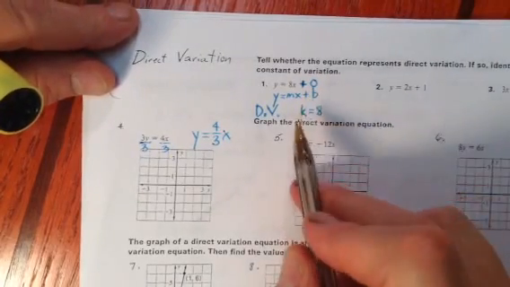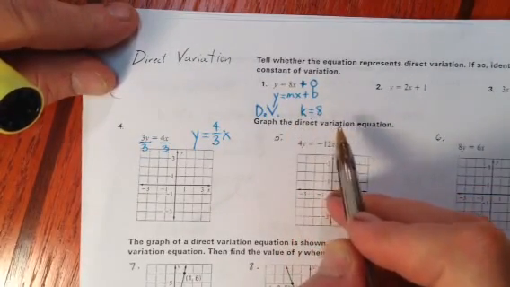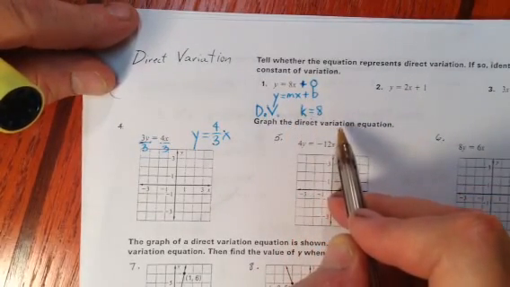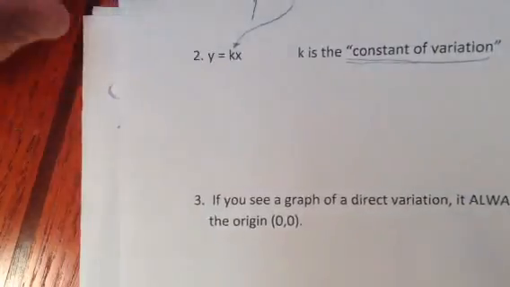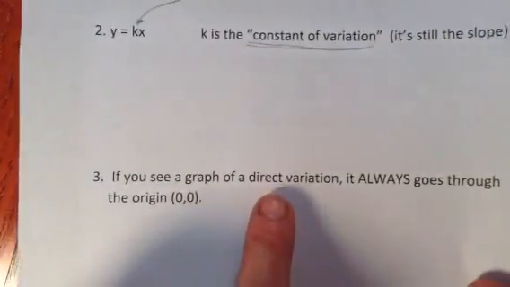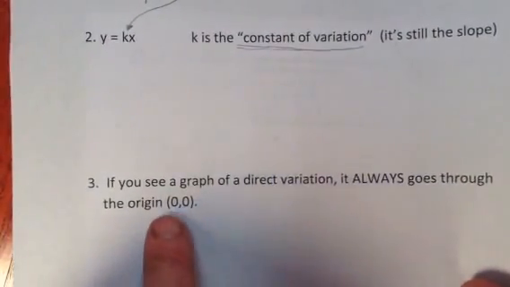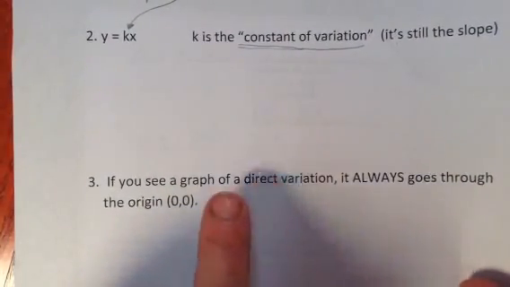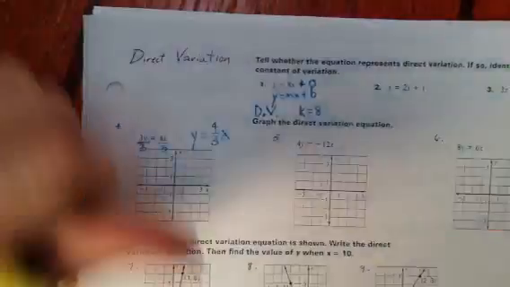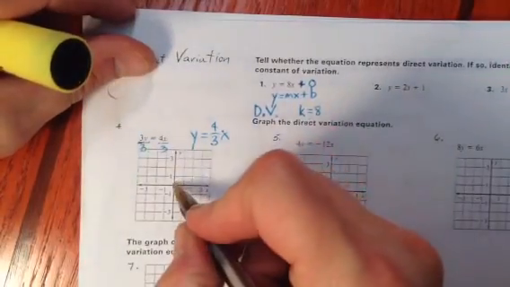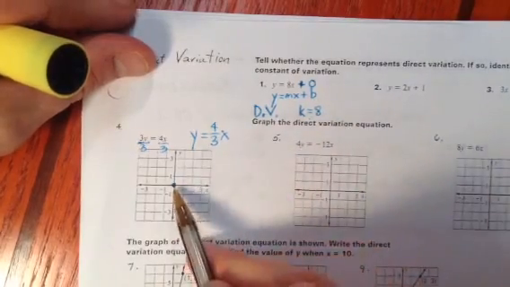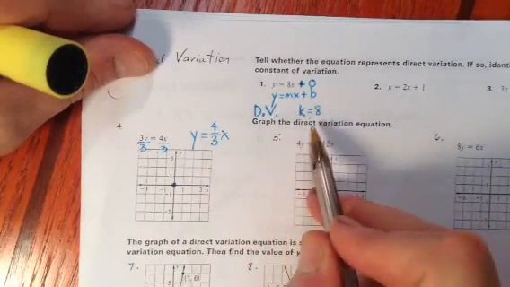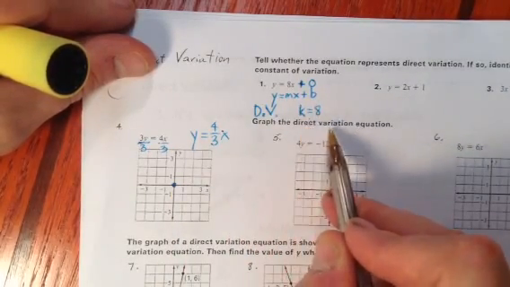Now, if they tell me it's a direct variation, what do I already know? What point on the graph do I already have? All right. It says a direct variation, it always goes through the origin. You tell me I have a direct variation, I'm going to put a dot at the origin. Yeah, let's put a dot at the origin. Now again, the only reason I can put a dot there is because they tell me direct variation.